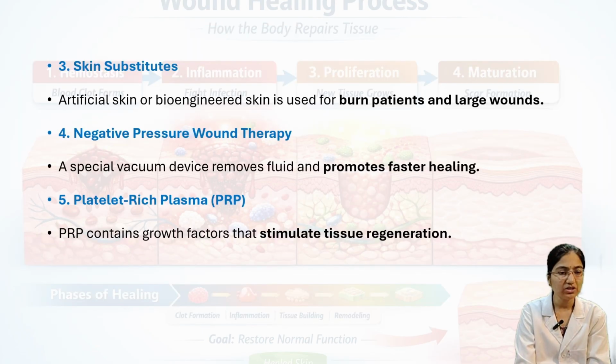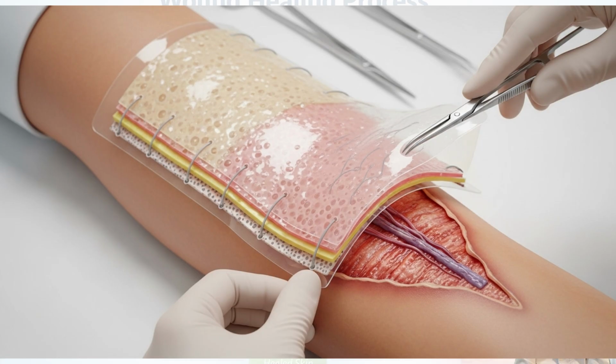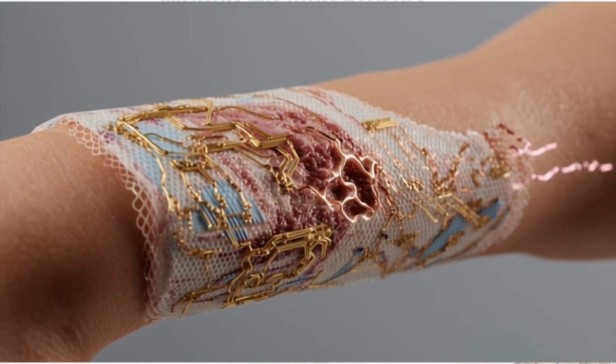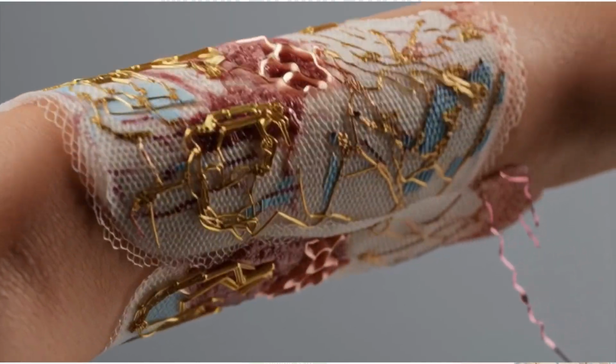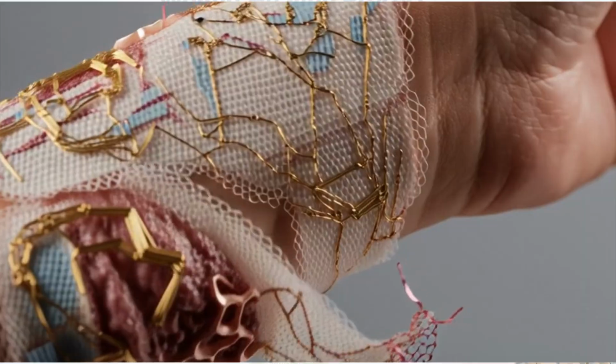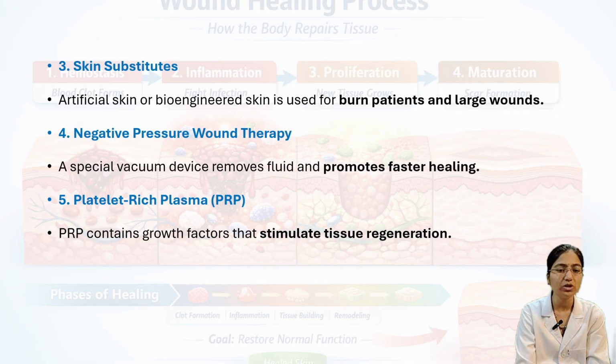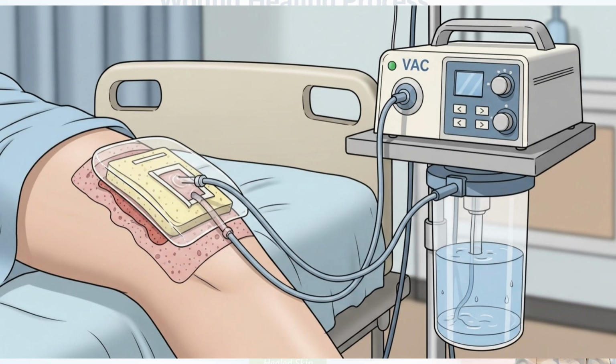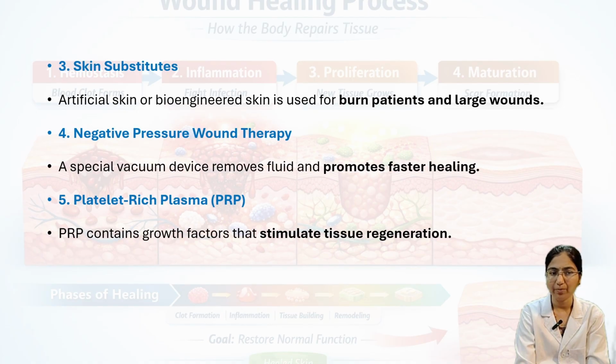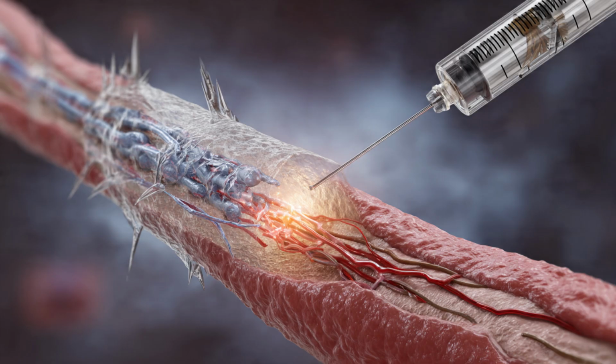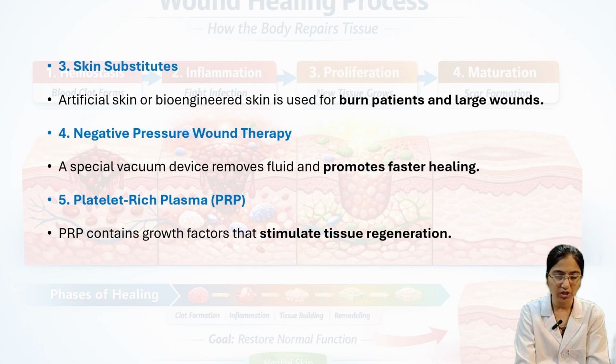Next one is skin substitute. That is, artificial skin or bioengineered skin is used for burn patients. It is used in burn patients and large wounds. And then comes to the fourth one here, negative pressure wound therapy. That is, a special vacuum device removes fluid and promotes faster healing. And then last one is platelet-rich plasma. Platelet-rich plasma contains growth factors that stimulate tissue regeneration.